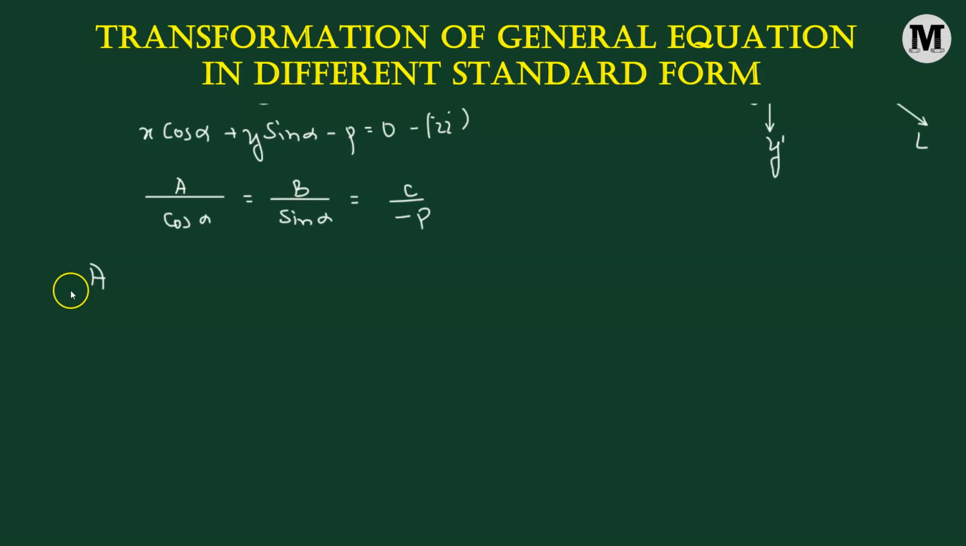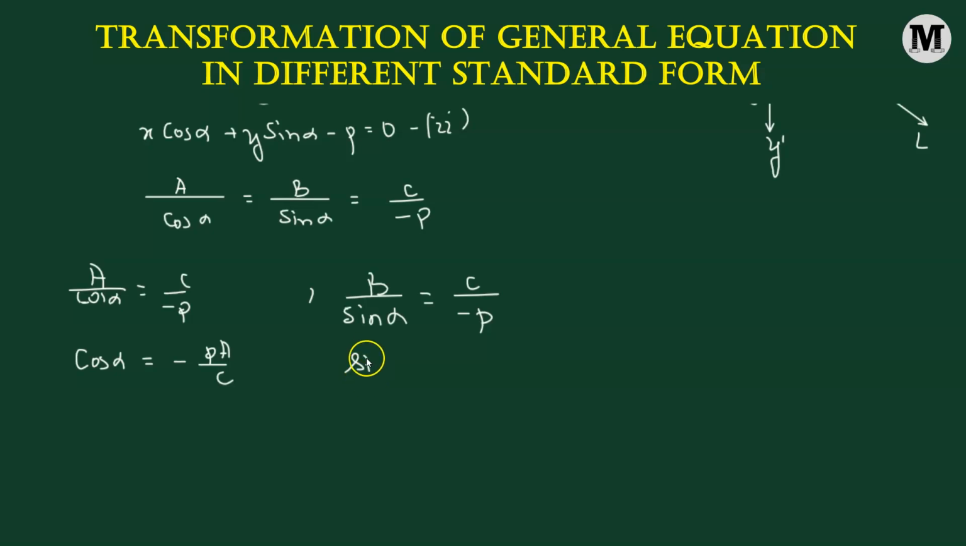So when we take a over cosine of angle alpha equals c over negative p, in that case we can get cosine of alpha equals negative p times a over c. And then if we take the ratio b over sine of angle alpha and equate it to c over negative p, then sine of alpha becomes equal to negative p times b over c.